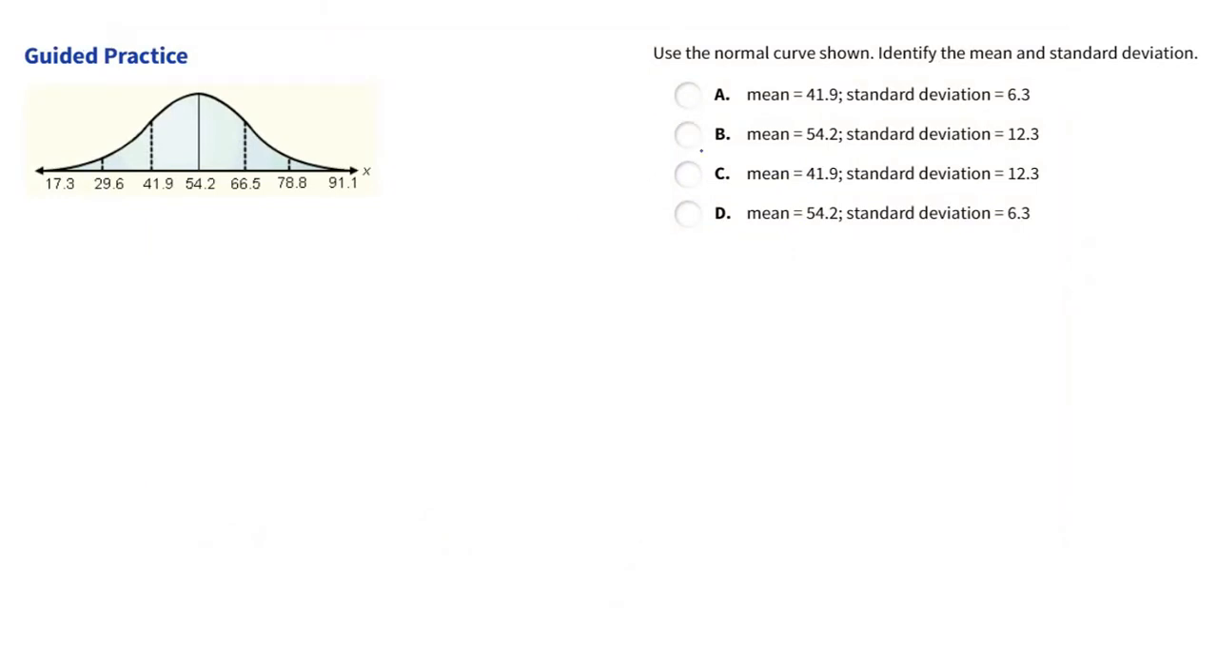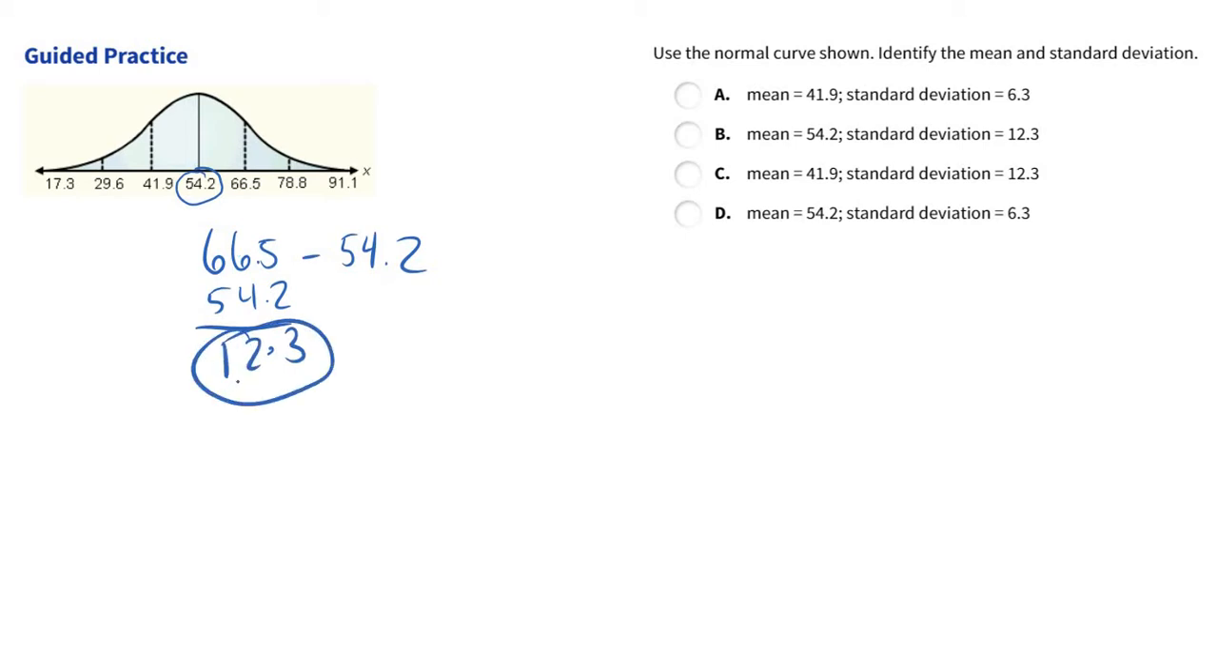Here's a little example. Use the normal curve shown, identify the mean and standard deviation. So let's look. Well, the mean is right here in the middle, okay? So 54.2. Standard deviation, well, here's a value, 1 standard deviation above. So if I did 66.5 minus 54.2, in fact, I'll just do it right here, so it's easier. So there's a 3, there's a 2, so it looks like 12.3 is our standard deviation. So here's our mean, and 12.3 is the standard deviation. Hey, looks like B is a winner, okay?